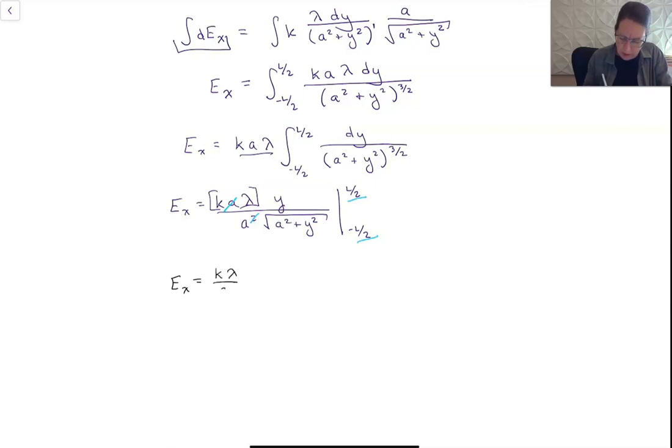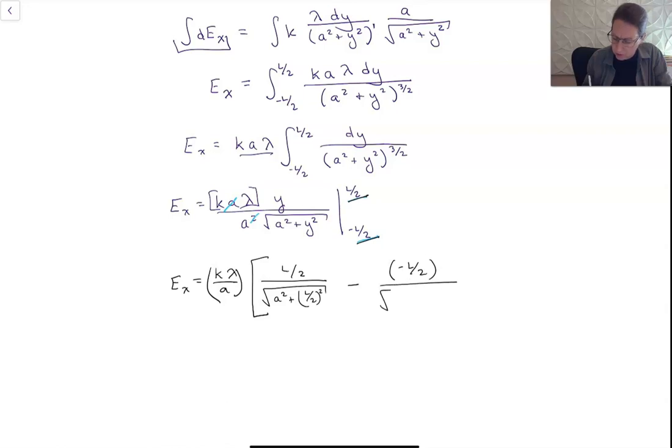k lambda over a. These are the constants. And then I'm going to substitute L over 2 over the square root of a squared plus (L over 2) squared, minus, now I put in my other limit of integration, negative L over 2, all over the square root of a squared plus (minus L over 2) quantity squared. Now, these are both the same denominator because once you square, that negative sign goes away. So this becomes k lambda over a, and this becomes a plus, so everything is quite nice.